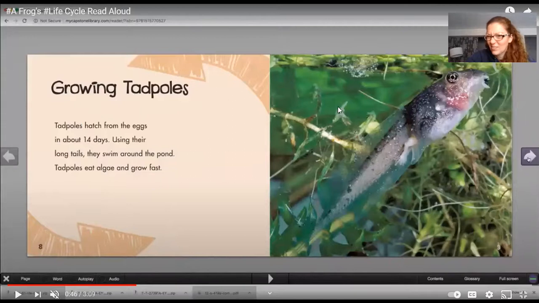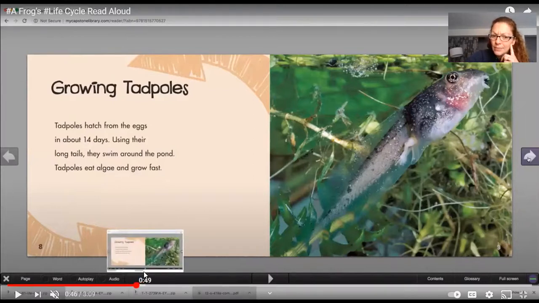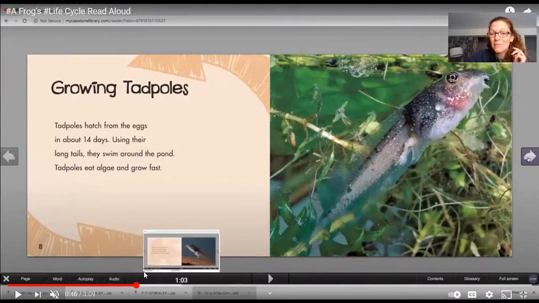Wait a second. Does this look like a frog to you? No, it doesn't. It looks kind of like a fish, doesn't it? So we know they start as eggs, right, with all the clear jelly around it, and then it becomes a tadpole. So, I'm still thinking, do they look the same as the adult? Let's keep reading.